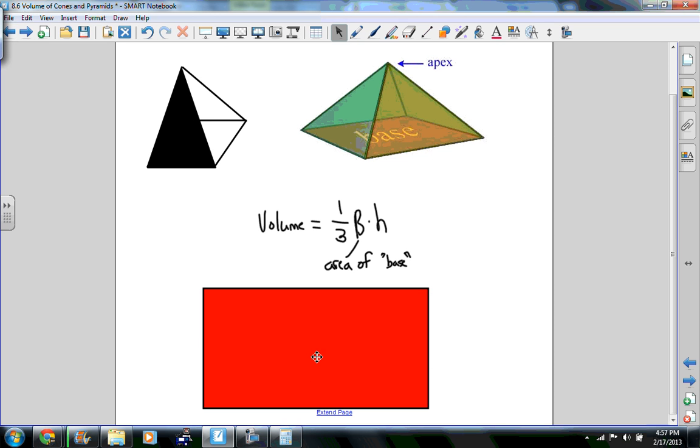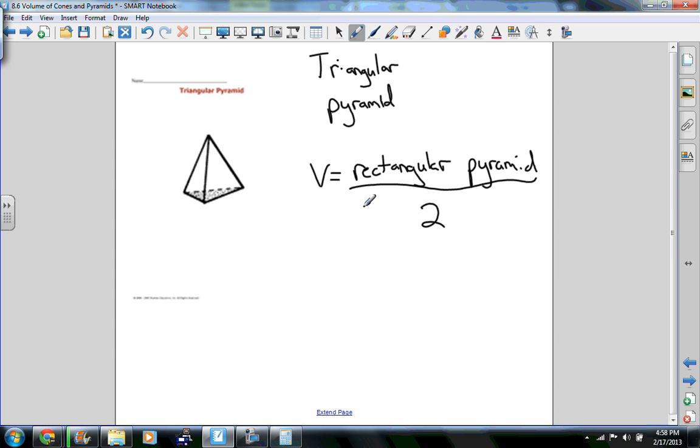Okay, the formula for both of these is the same. Our volume equals 1/3 times the area of the whole base times the height up to the apex. So the first thing you do is you find the area of your base, you multiply it times your height, and then you divide by 3. Okay? A triangular pyramid, which shows up sometimes, all you do is you treat it exactly the same way.